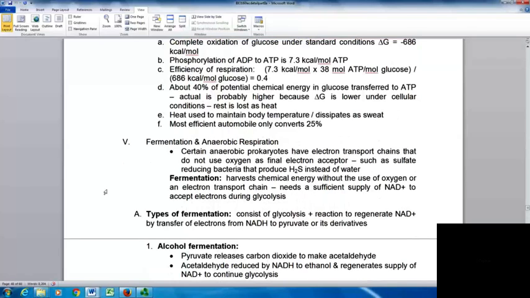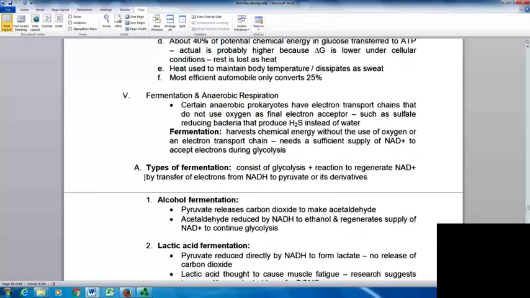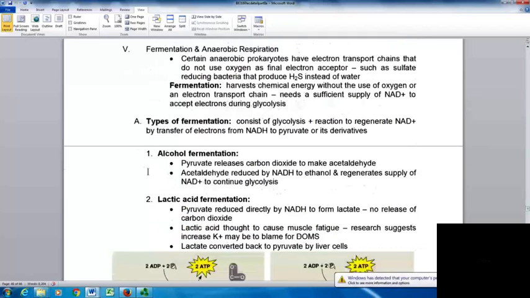Fermentation is going to be the harvesting of chemical energy without the use of oxygen or an electron transport chain. In order to do this, you need a sufficient supply of NAD+ to accept electrons during glycolysis. There are two main types of fermentation we look at here. There are many other types of fermentation that bacteria can do. Fermentation consists of glycolysis plus a reaction to regenerate the NAD+ by the transfer of electrons from NADH to pyruvate or its derivatives.